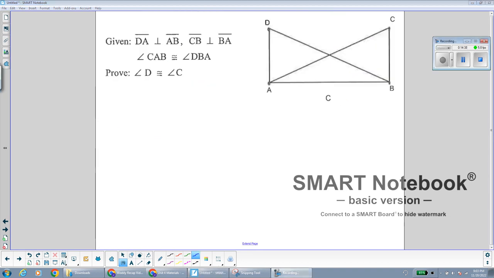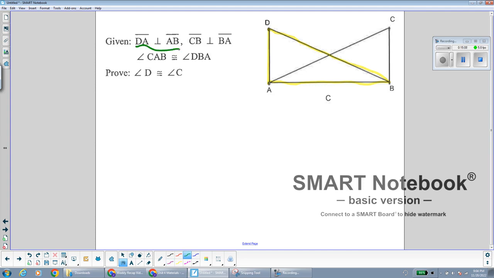Here we have overlapping triangles. So two strategies for working with overlapping triangles are to color code the different triangles and to separate the triangles and draw them separately. So I'll start off with color coding the two triangles. So I'm going to highlight one of the triangles in a different color, so that they are two different colors from each other. I'm going to mark the diagram with my given information.